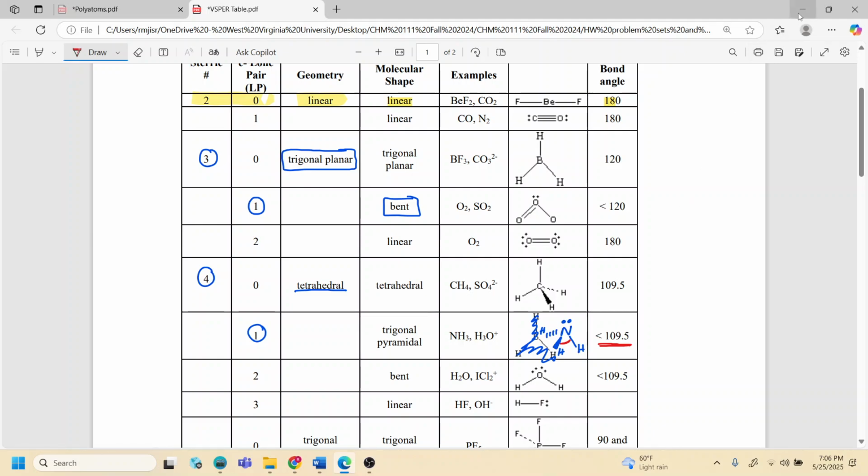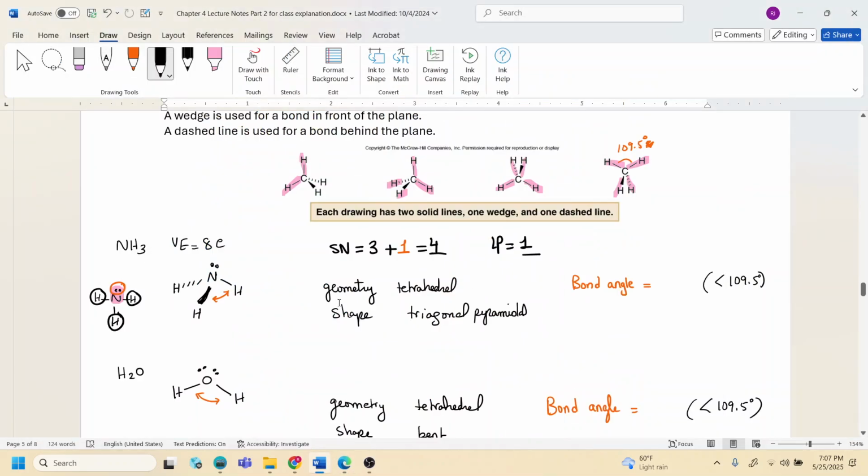Okay? So this is how you draw trigonal pyramidal. It's like a pyramid and a triangle at the same time. So you have your central atom, and this is making a pyramid structure there. One bond behind, the other one is in front, and the other one is in plane.